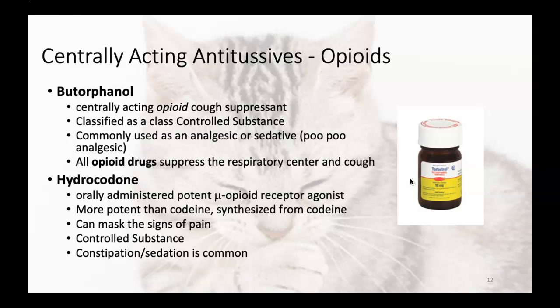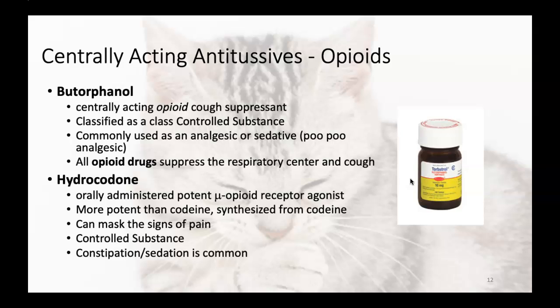It's, of course, classified as a class-controlled substance, so we have to most definitely record it in the controlled drug log. And it's commonly used as an analgesic or sedative, and we talked about this. Butorphanol doesn't work that well for pain, but it works really great for sedation. And in general, the key point here is all opioid drugs suppress the respiratory center and the cough center in the brain. So that being said, it then comes down to choosing the best opioid for the job.